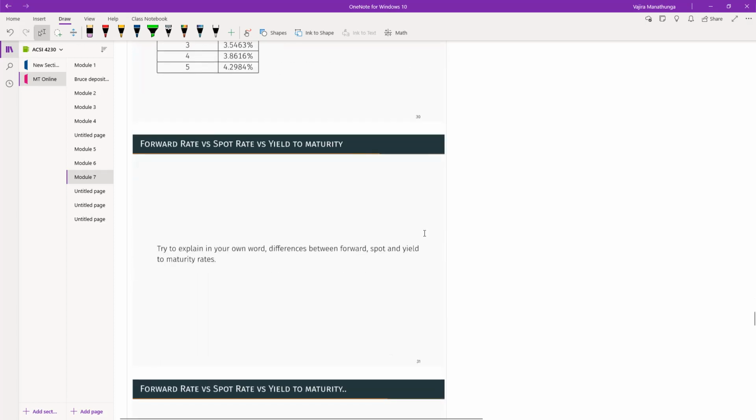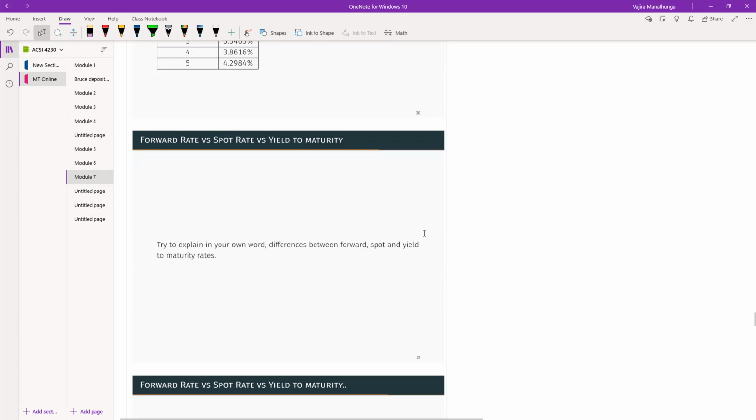So now we have learned three types of rates: forward, spot, and yield to maturity. So what's the difference? Take a minute and see whether you can explain it yourself, and the next slide will give you the answer. Before you go to the next slide, just pause this video and see whether you can answer it.